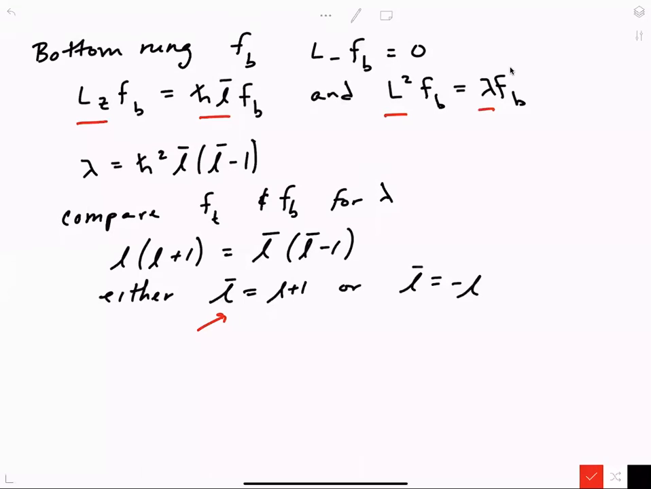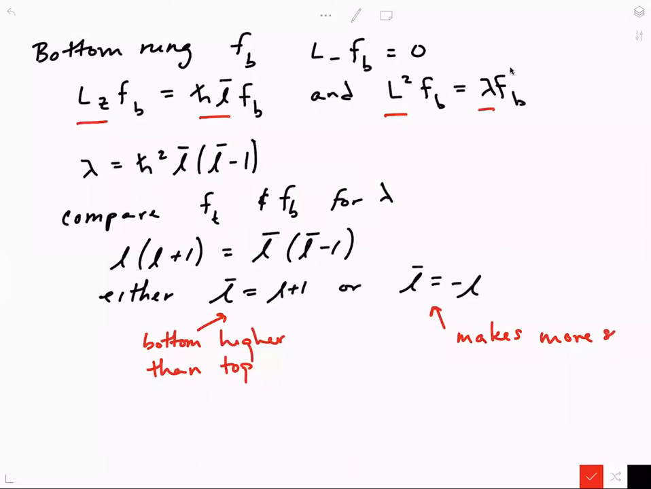What do these two things say? Well, the first option says that the bottom rung is higher than the top. That doesn't make much sense, so we're going to reject this solution. And this one makes a little more sense, that the bottom rung equals negative the top rung. So we're going to use that second one.